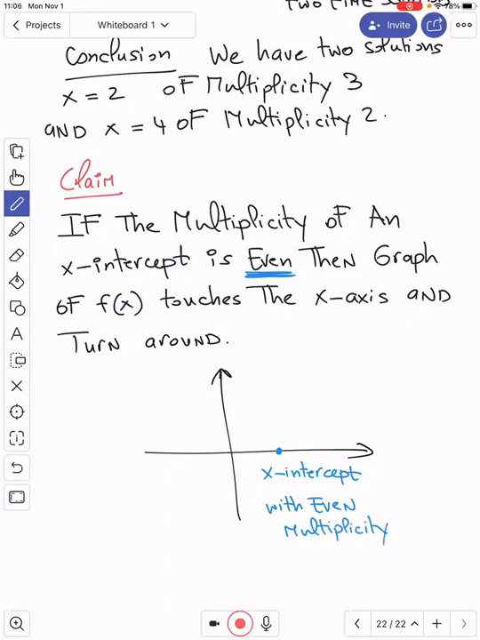So what happens, guys, is that your graph is supposed to join this x-intercept, because that's one point of your graph, right? So the graph actually is going to touch the x-intercept, because it's a point of the graph. But then the graph won't cross the x-axis. It's going to just turn around right here. So it doesn't cross the x-axis.